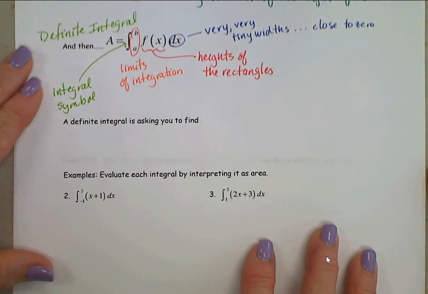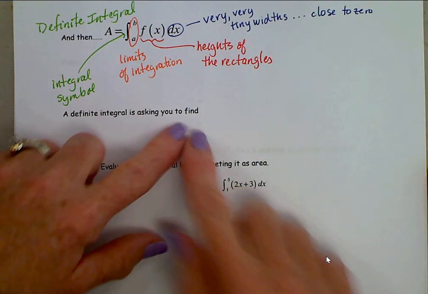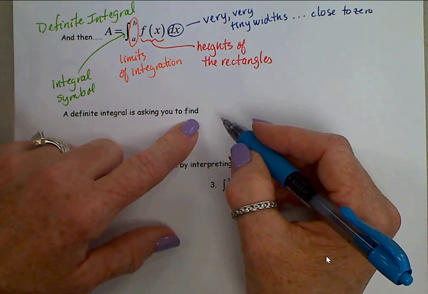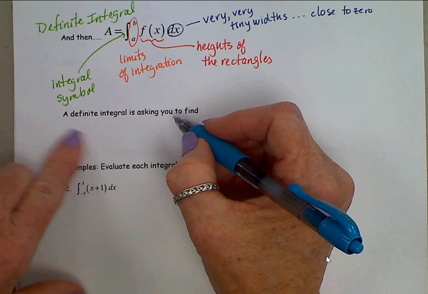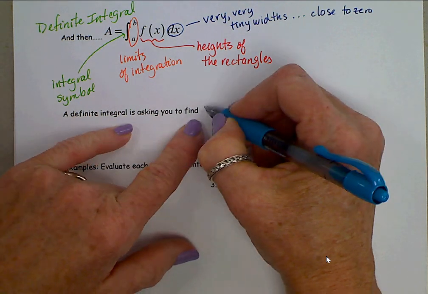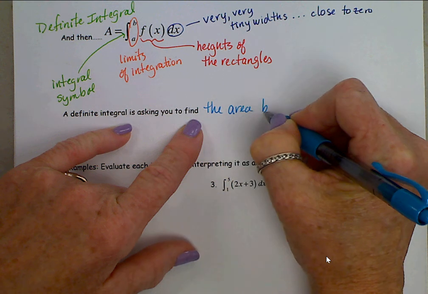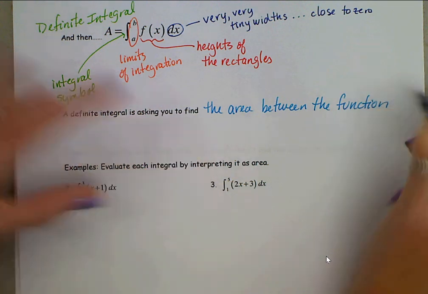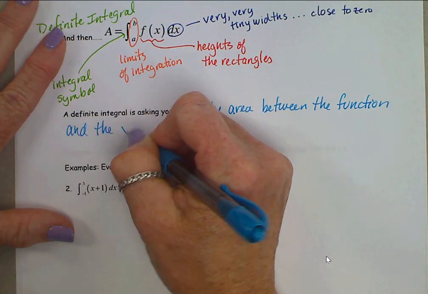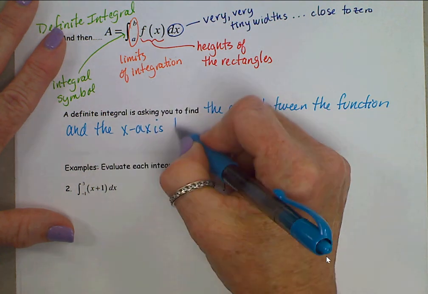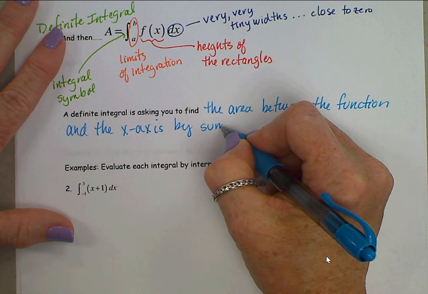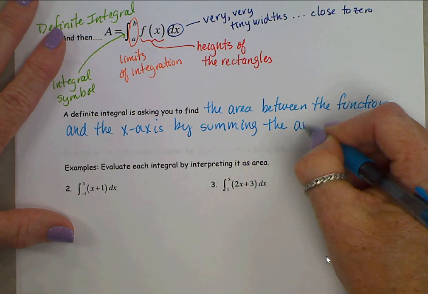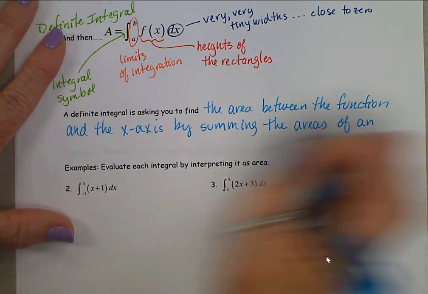So when we look at this definite integral, what a definite integral is asking you to do is to find the area between the function and the x-axis by summing areas of an infinite number of rectangles.